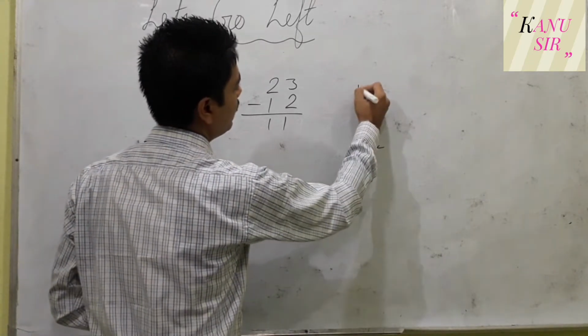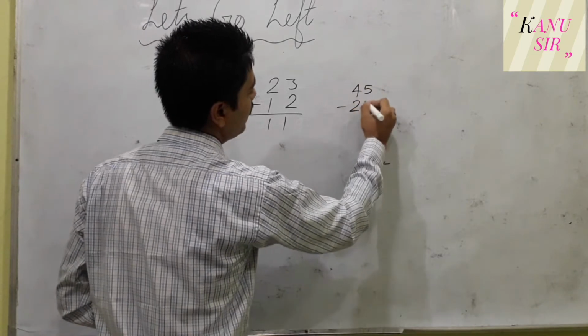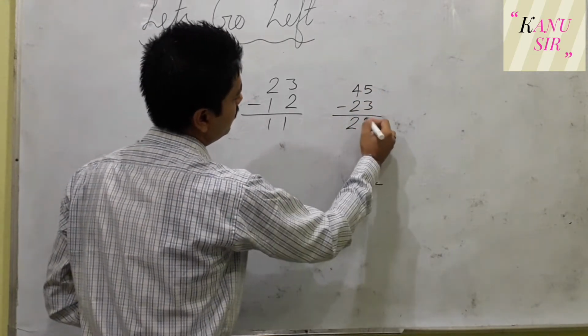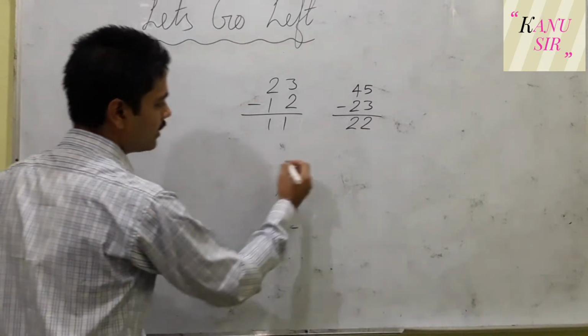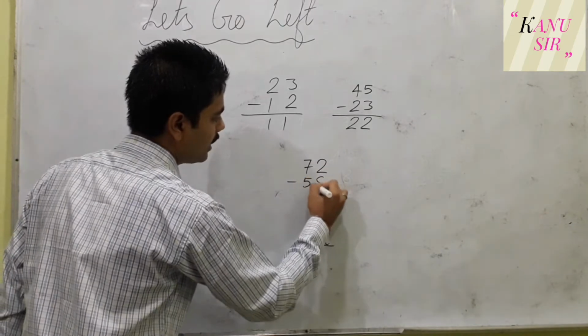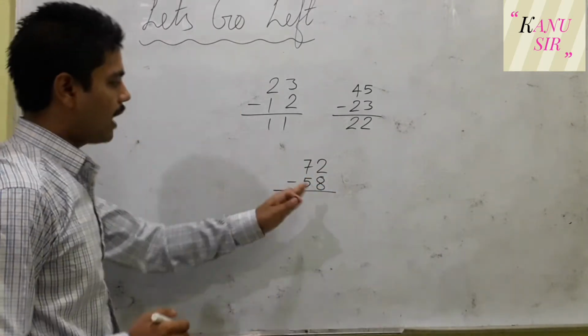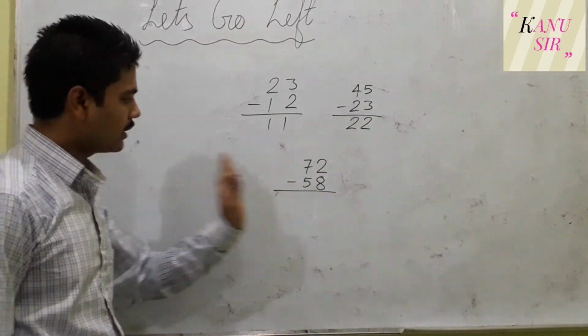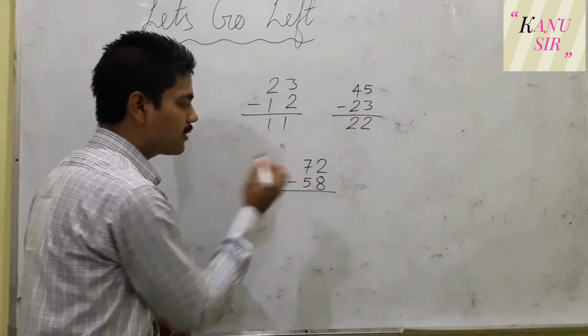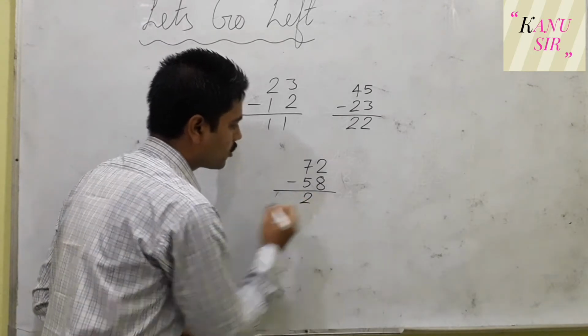One more time, let us take 45 minus 23. 40 minus 20 is 20. 5 minus 3 is 2. It's still easy. Then let us take the carryover digit. 72 minus 58. Then how to go from left to right here? Let us take the tens digit from the left side. 70 minus 50, you will get 20.